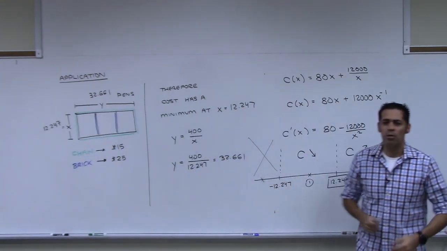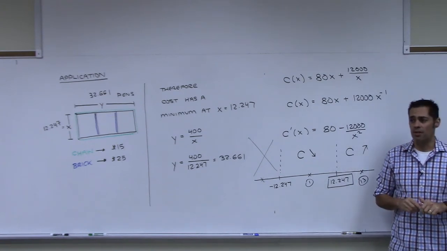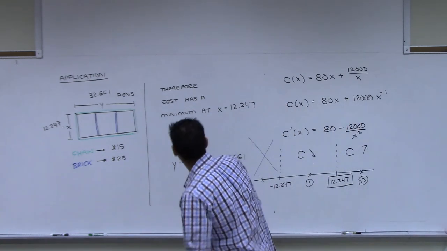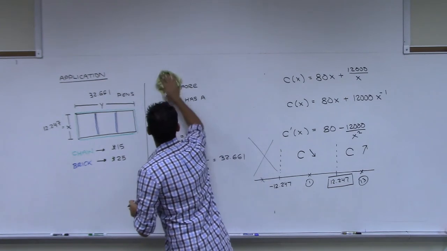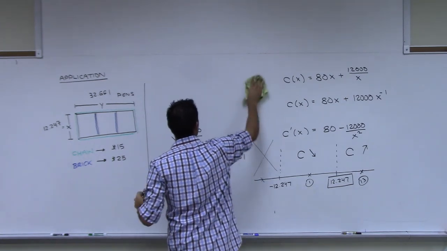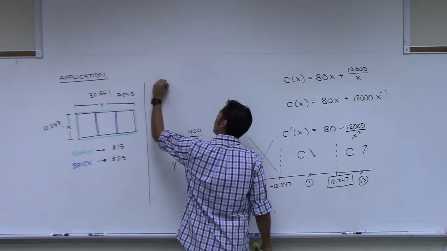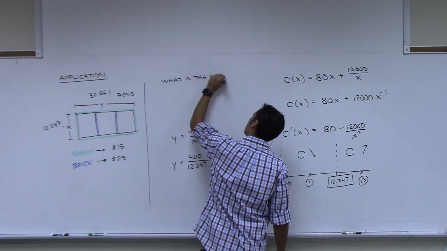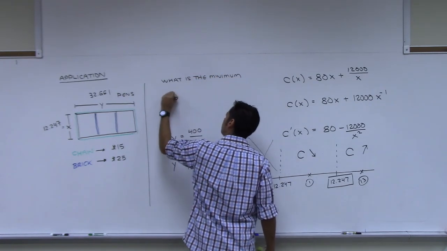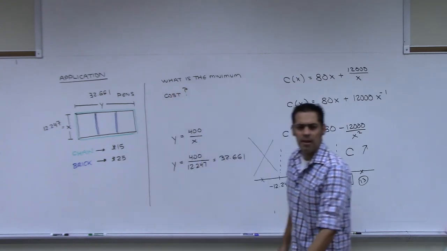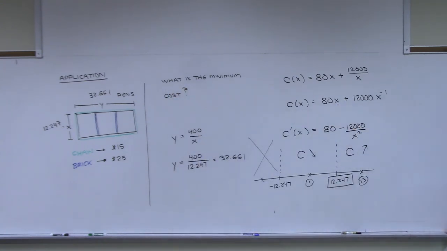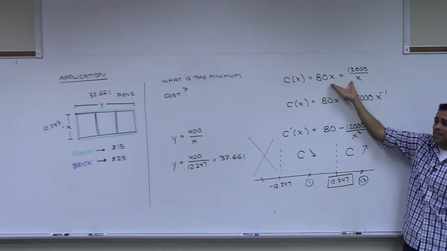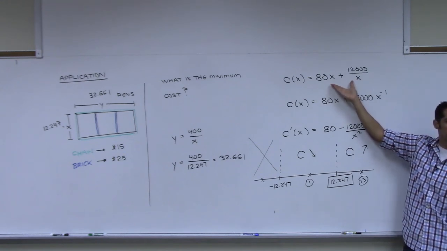Now, I'm going to add one more additional question. What is the cost? What is the minimum cost? So let me add that as the last part of this question. I asked you to find the dimensions that would give you the minimum cost. What is the minimum cost? So how would you find the minimum cost? Yeah, you can go back to your cost function right here, right? And you could plug into this just the 12.247.